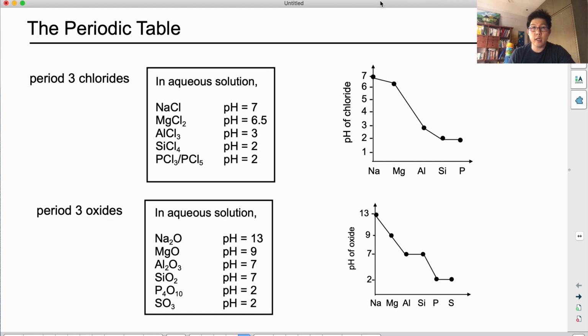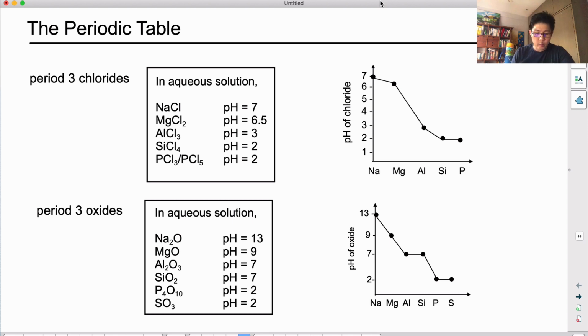Hello everyone. Today we're going to run through the periodic table MCQ, which includes Group 2 and Group 17. Let me run through a few important things that you need to remember for the periodic table.